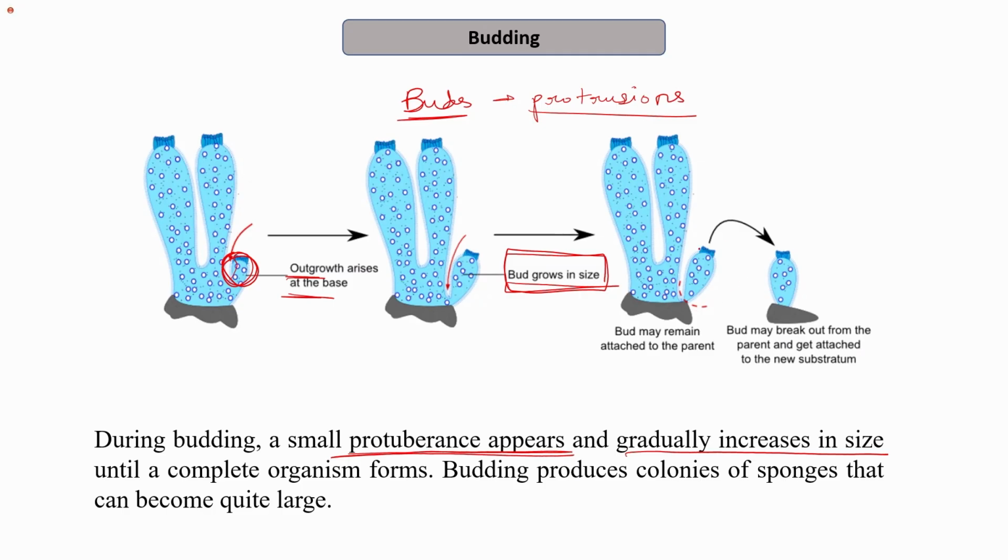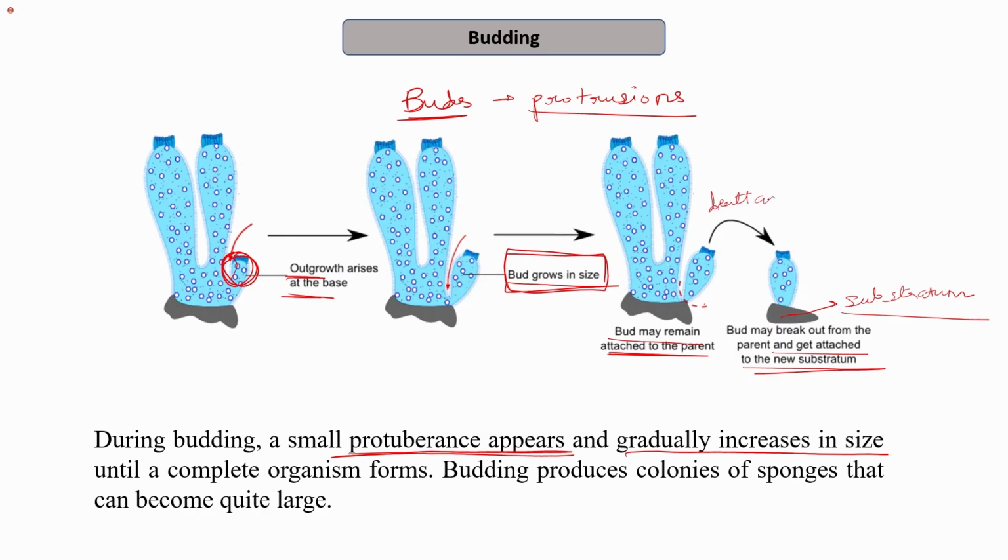When a complete organism is formed, the bud may either remain attached to the parent or break out from the parent and get attached to a new substratum, since we call them sedentary, that is, they are always attached to some substratum. So a substratum must be present on which they are attached because they are sedentary in nature. So the bud may either remain attached to the parent body or it may get detached.